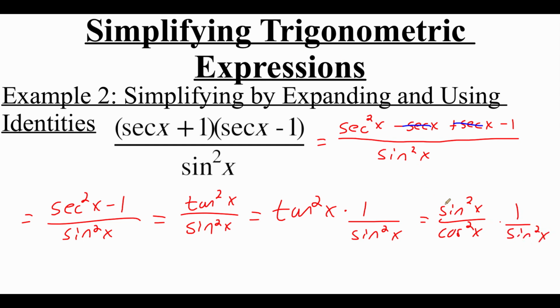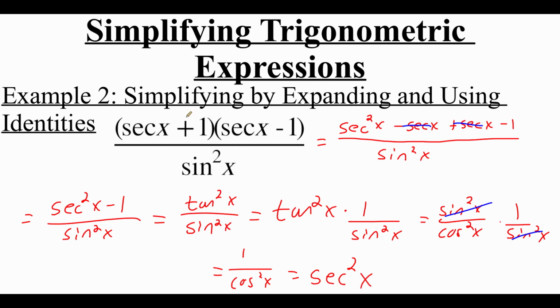Now we've got a sine squared on the top of our first fraction and on the bottom of our second fraction, so we can cancel those out. So then on the top of my fraction, I've just got the 1, and the bottom of my fraction is the cosine squared of x. Now 1 over the cosine is the secant of x, but since this is squared, then this is going to be the secant squared of x.